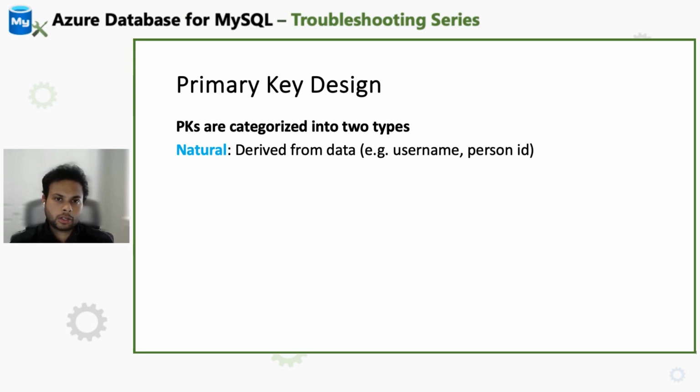The first one is a natural primary key. A natural primary key is anything that is already representative of a field or fields inside the table in your database. That could be things such as username or person ID, to uniquely identify a record. It can be a single field or multiple fields, making it a composite natural primary key.